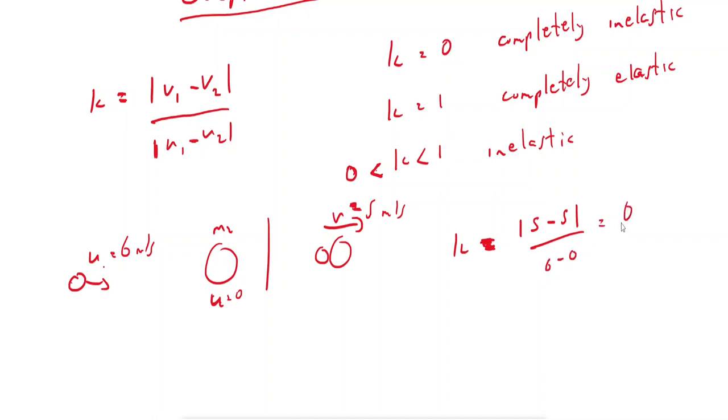So you can just say that this is going to be zero. So this is completely inelastic. That's what basically we mean. All right. So you could actually come up with different examples and then you can just see what's going to happen.